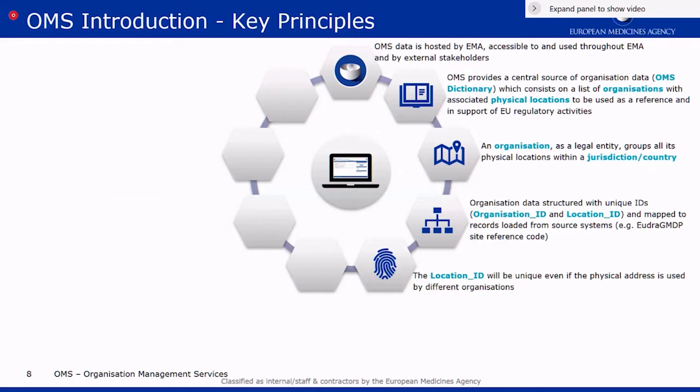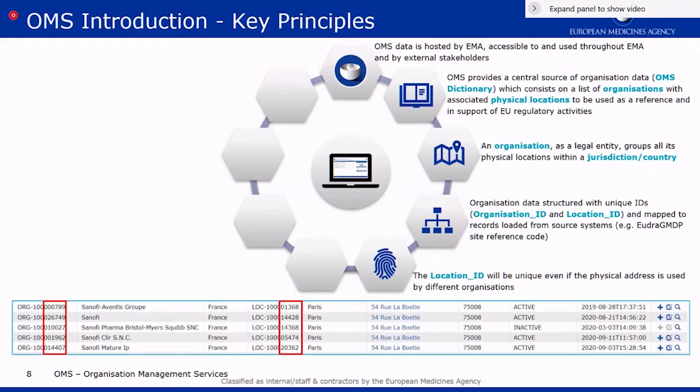Linked with these unique IDs, very important, one loc ID will be unique, even if, by chance, the same physical address is used by different organizations. What does this mean? It means that in this case, we have five different legal entities. They all, by chance, use the same physical place, the same address, but all of them will have a different loc ID. The reason for this is that they are under a different legal entity.